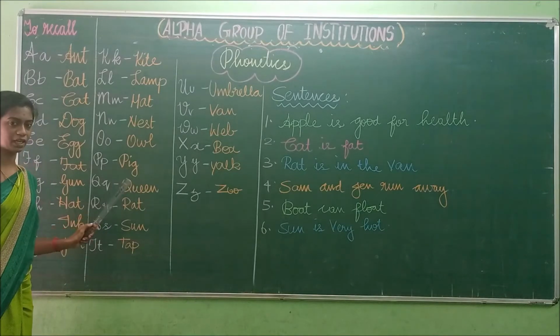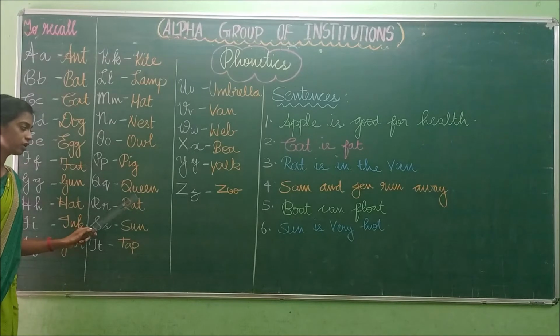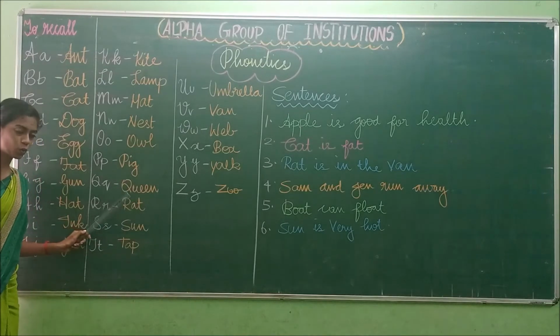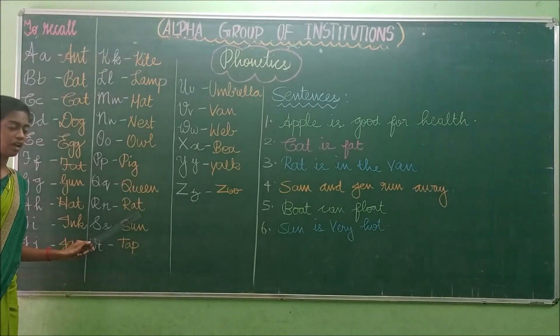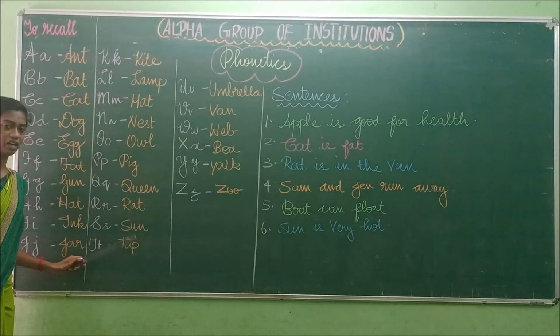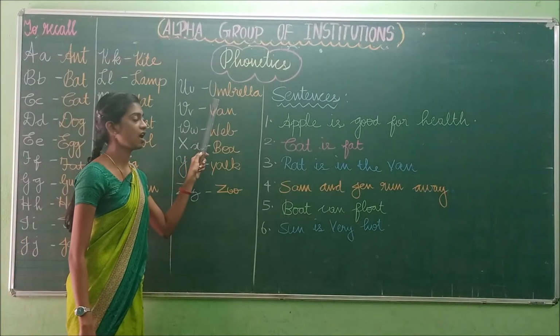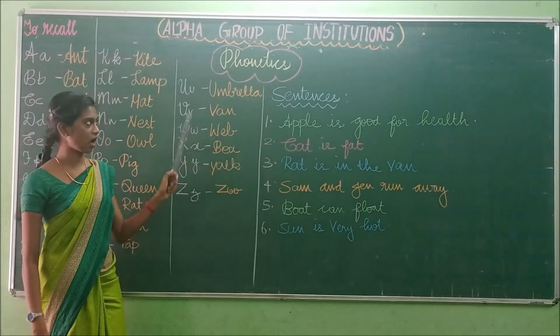The next one, pig. P, I, G, pig. Next one, queen. Q, U, E, E, N, queen. Next one is rat. R, A, T, rat. Sun. S, U, N, sun. Tap. T, A, P, tap. Umbrella. U, M, B, R, E, L, L, A, umbrella.